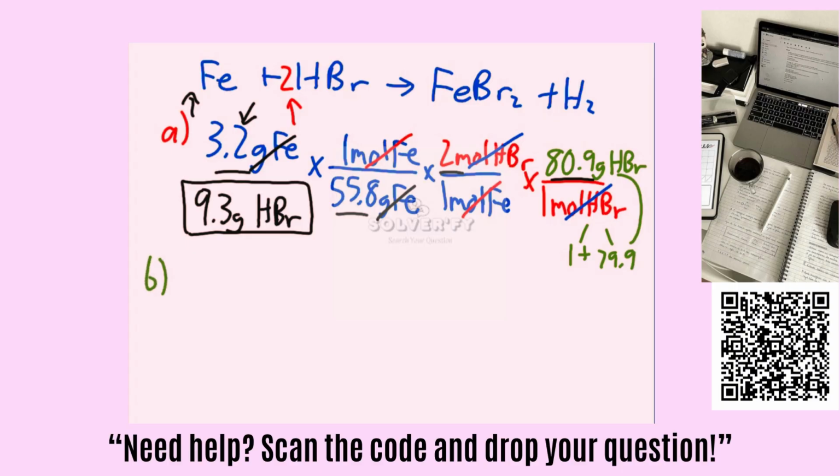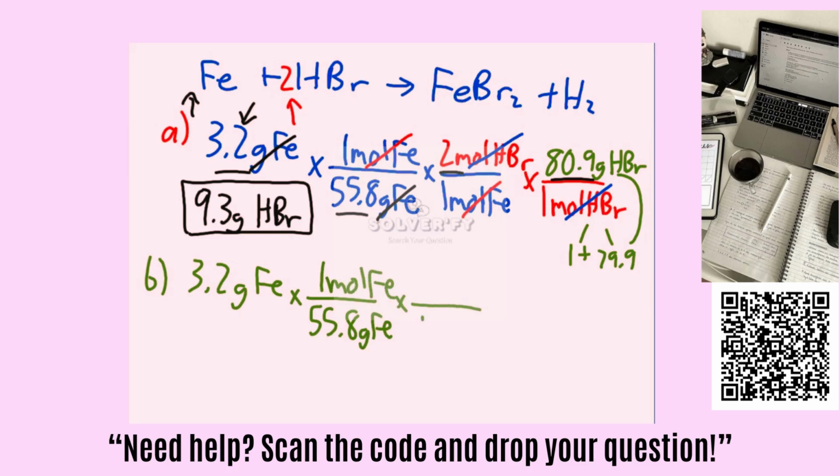Now for part B, we want to know what mass of hydrogen can be made from the complete reaction of the iron bar produced. So we'll start with the same figures, 3.2 grams of iron. We'll use our same molar mass to get to a mole ratio. And this time we want to work towards hydrogen, so let's do so. Hydrogen has no coefficient, so it would be a 1-to-1 mole ratio.